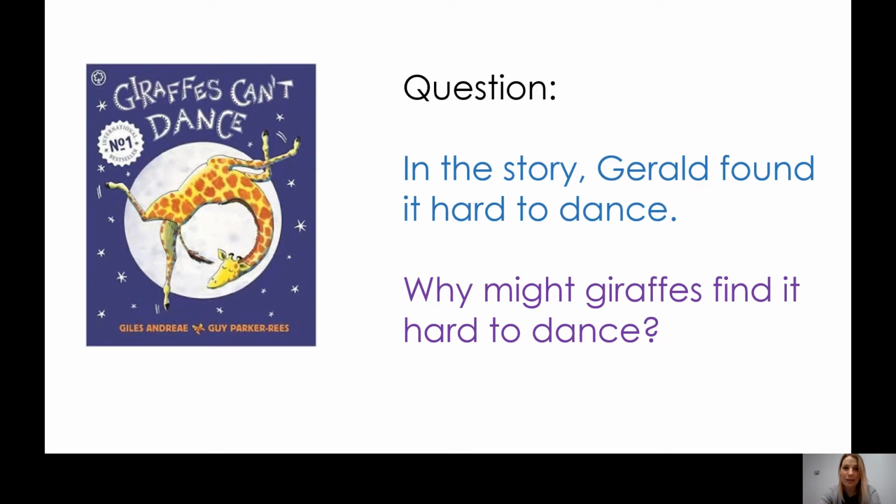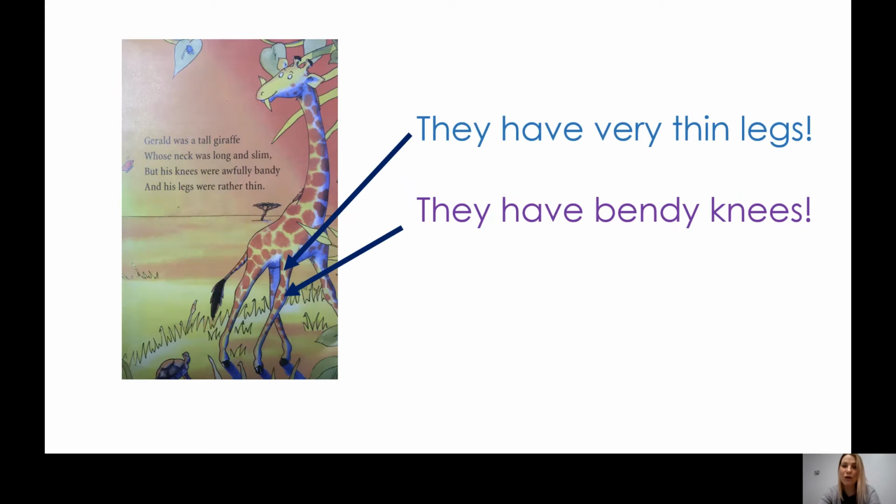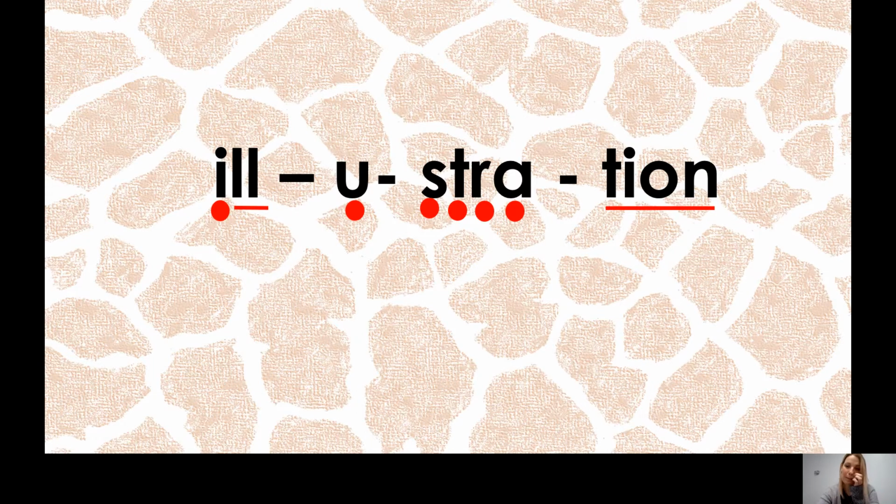What did you come up with? That's right. In the story, it says that giraffes have very thin legs and they have bendy knees. So I think that if giraffes have very thin legs and bendy knees, they might start falling all over the place when they start to dance. Well done, reception.